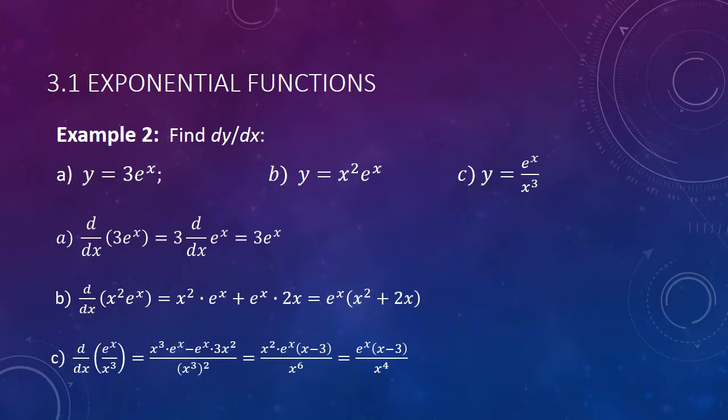And then finally, we need to use the quotient rule, which is the denominator times the derivative of the numerator minus the numerator times the derivative of the denominator over the denominator squared. And here you'll notice again, they did factor out the common factor, this time both x squared and e to the x, and they were able to reduce the fraction just a little bit.